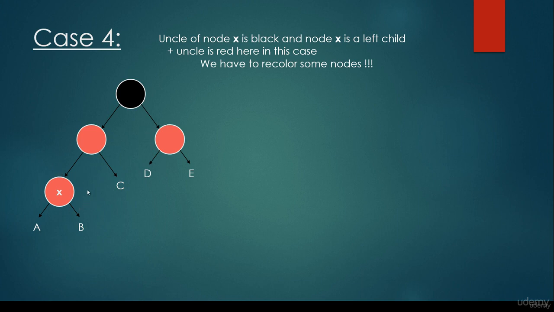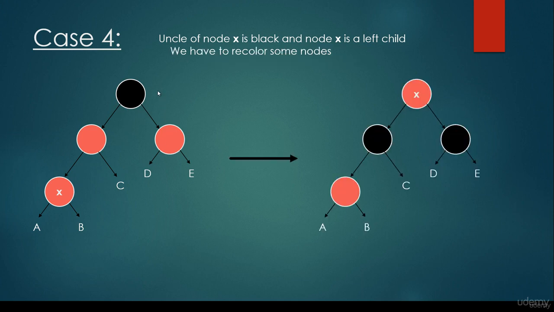So we have the node X, the parent of node X is red, the grandparent is black, but the uncle has the color red. It is the left-leaning situation basically, because this node X is a left child of a left child. We have to recolor some nodes. Basically we don't have to rotate anything, we just have to recolor the nodes. The parent of node X and the uncle of node X will have the color black, and the grandparent of node X will have the color red.